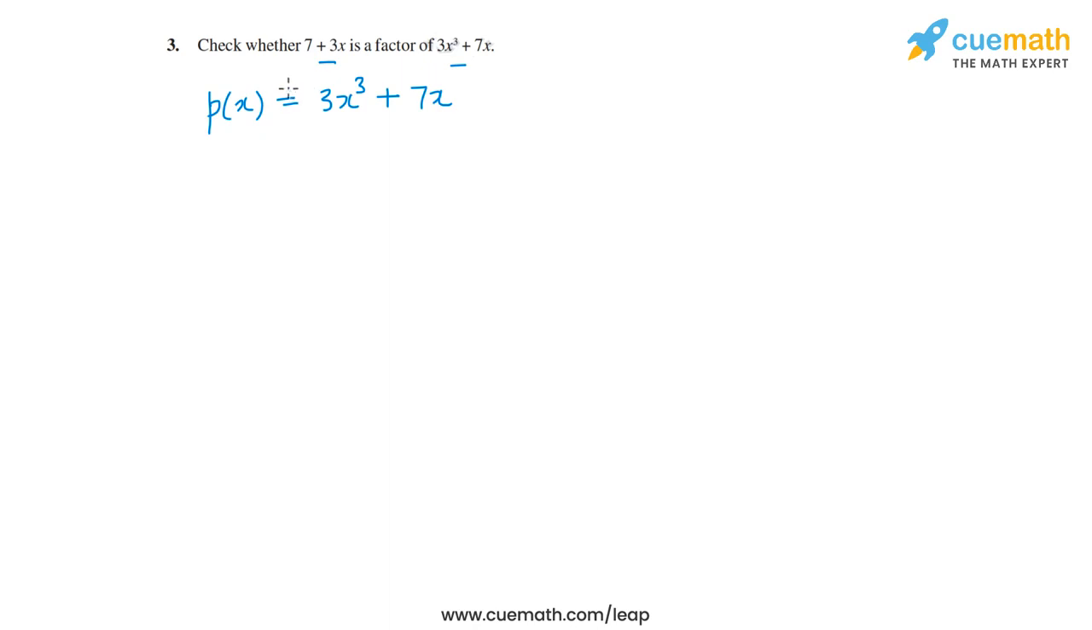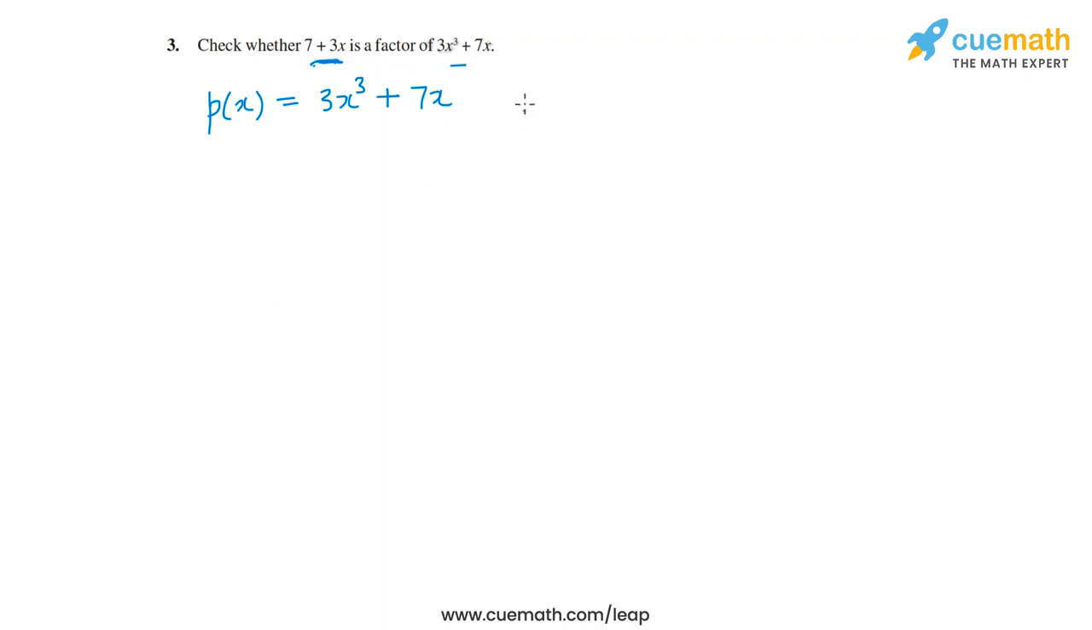So I can use either the remainder theorem and find the remainder and check if it is 0, or I can use the factor theorem and find whether the 0 of 7 plus 3x when substituted into p(x) gives me 0 or not. By the way, the factor theorem is a special case of the remainder theorem, so it's not really a new theorem, and I talk about it extensively when I cover the concept of the remainder theorem and the factor theorem. So make sure that you understand this well.